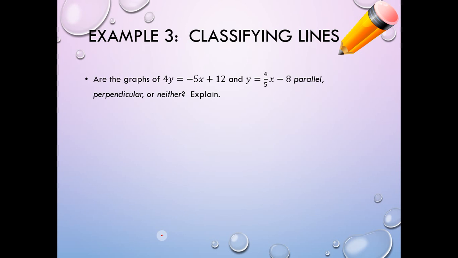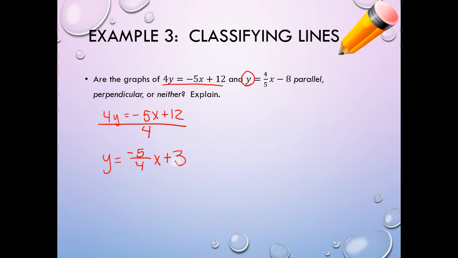Let's take a look at this problem. This one, they just want to classify. They're going to give me two lines. They're going to say, hey, are these parallel? Are these perpendicular? Or are these neither? Best way to do this, get both of them to be y equals. So this one I notice is y equals right away, so I don't have to worry about it. But this one, I need y alone. So we're going to write that one down here. Let's get that y alone. So, divide by 4. y equals -5/4 x plus 12 divided by 4, 3.